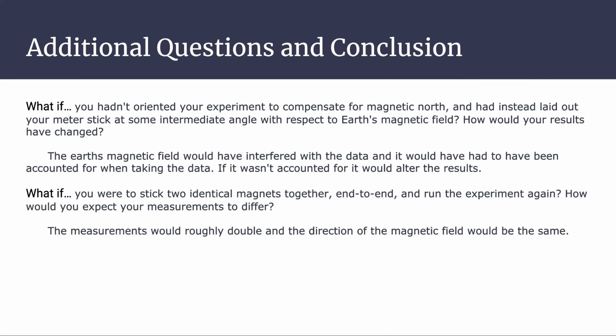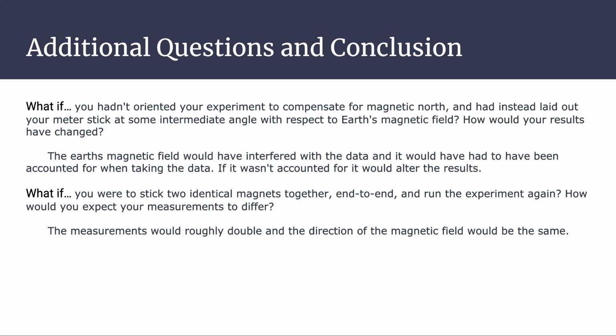Additional questions and conclusions. What if you hadn't oriented your experiment to compensate for magnetic north and instead laid out your meter stick at some intermediate angle with respect to Earth's magnetic field? How would your results have changed? The Earth's magnetic field would have interfered with the data. It would have to be accounted for when taking the data. If it wasn't, then it would have altered the results.